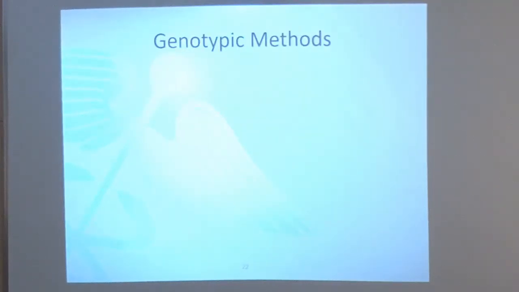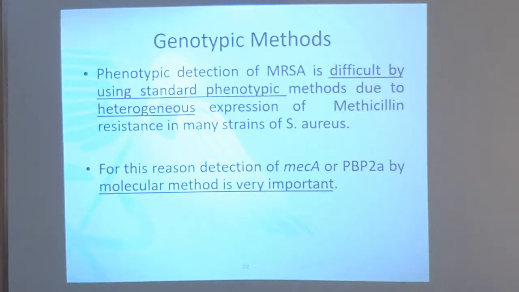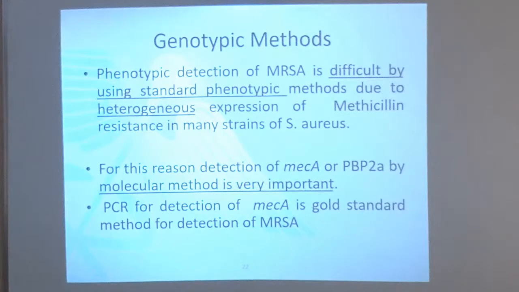Now, genotypic method. In phenotypic detection of MRSA, there is a difficulty using the standard phenotypic method due to heterogeneous expression of methicillin resistance in many strains of Staphylococcus aureus. All may not be detected by this phenotypic method, the disc diffusion method we just saw. So, for this reason, detection of mecA or PBP2a by molecular method is very important, and PCR for the detection of mecA is the gold standard method for detection of MRSA.